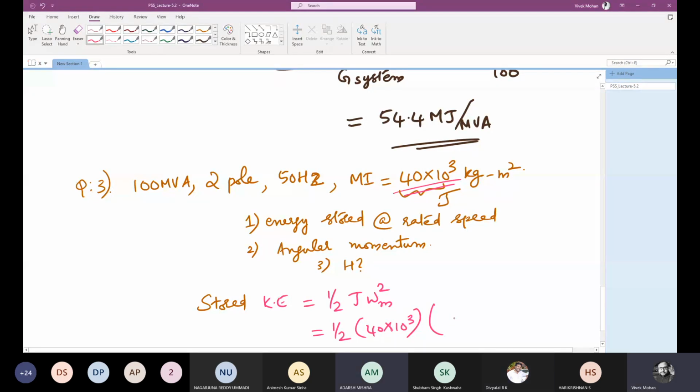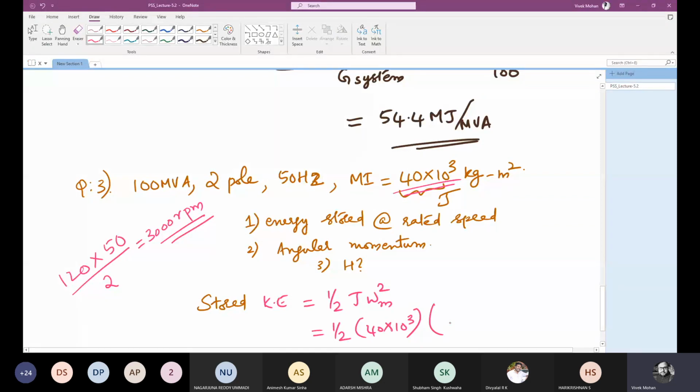So 120 F by P. Can you calculate it? 120 into 50 divided by 2, which is equal to 3000. Unit is RPM. Okay, this is RPM. Now, this is omega m.